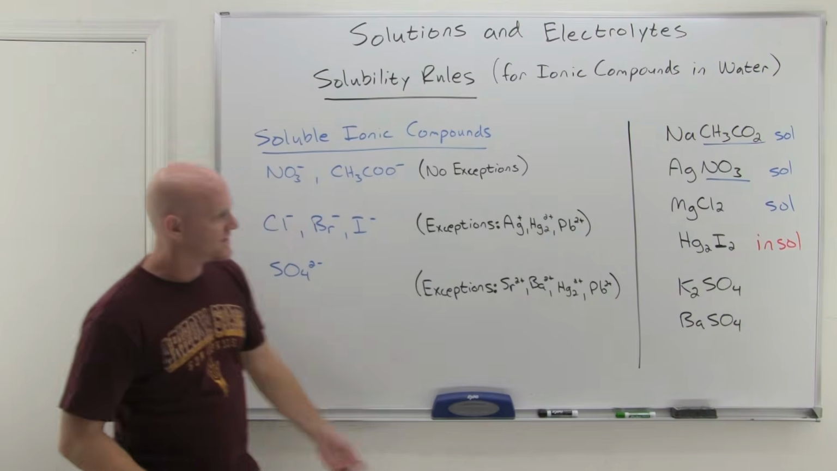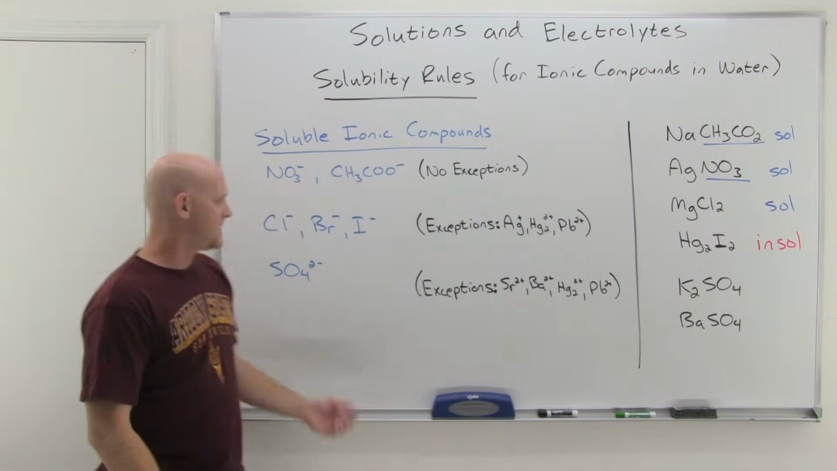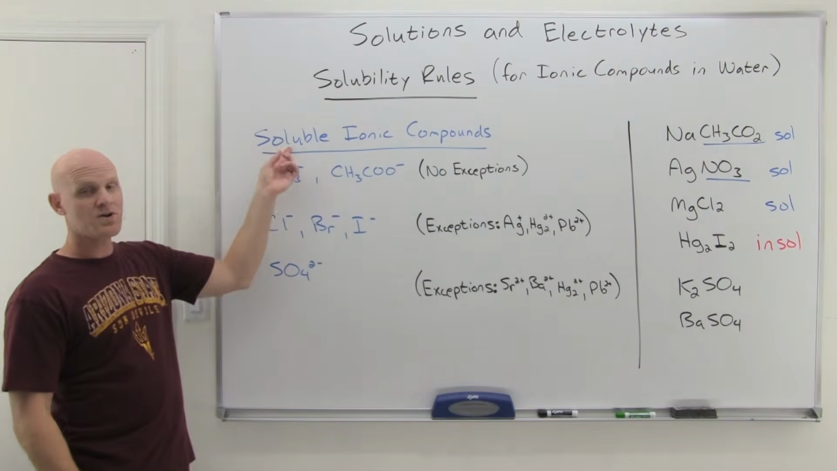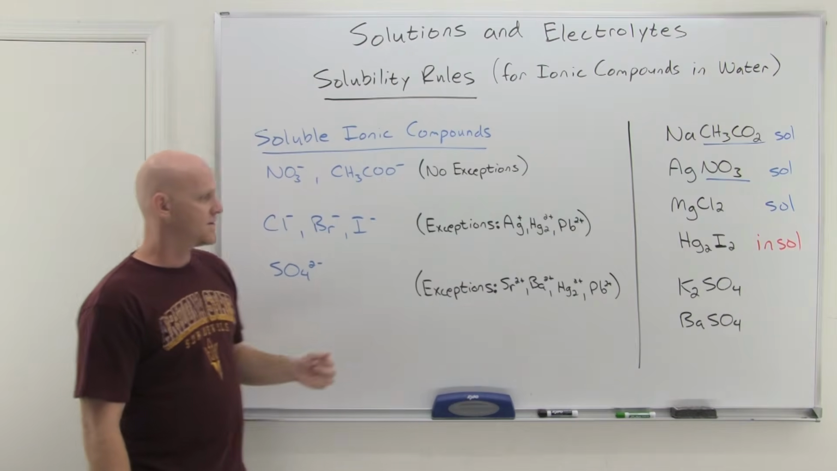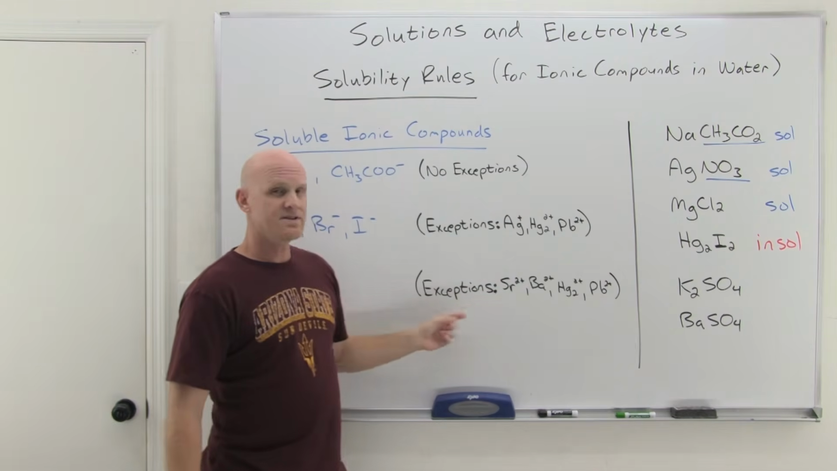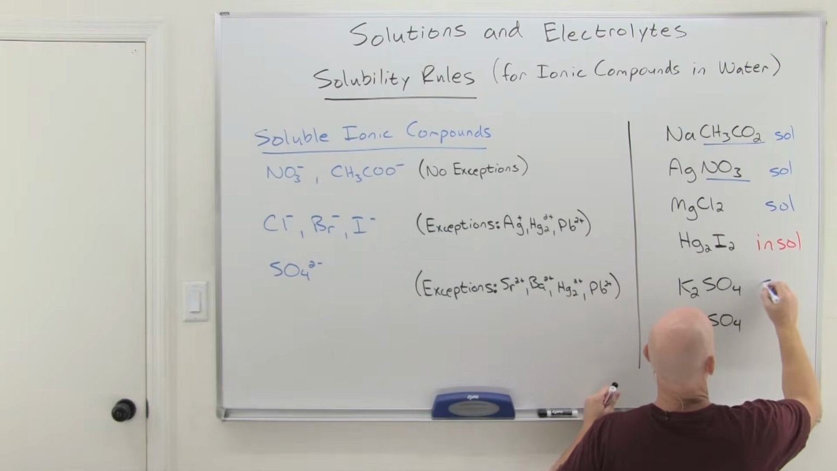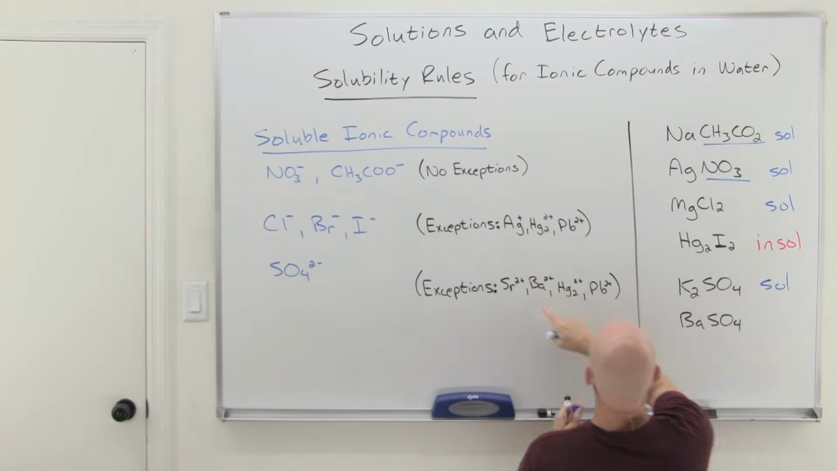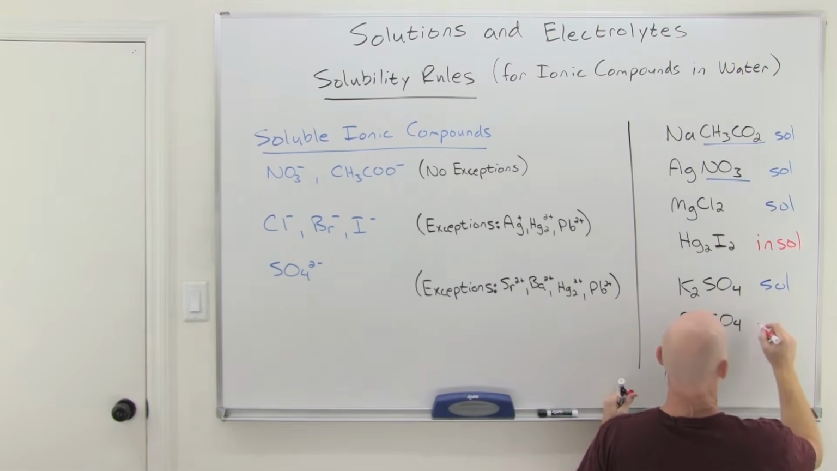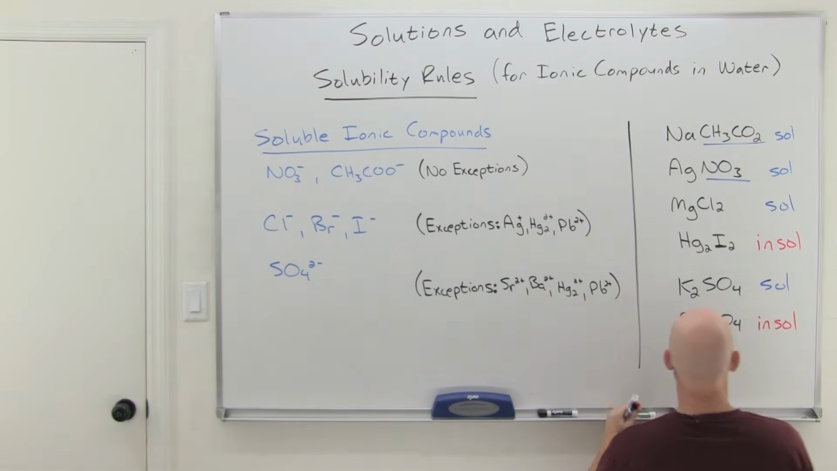All right, last one, we're going to look at a couple of sulfate salts. In this case, most sulfates, again, are typically soluble, except for these, which are the insoluble ones. Potassium's not on that list, so potassium sulfate here is going to be soluble. But barium sulfate, on the other hand, is one of the exceptions and is therefore going to be insoluble.